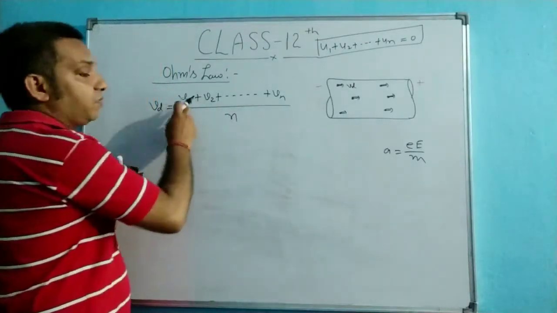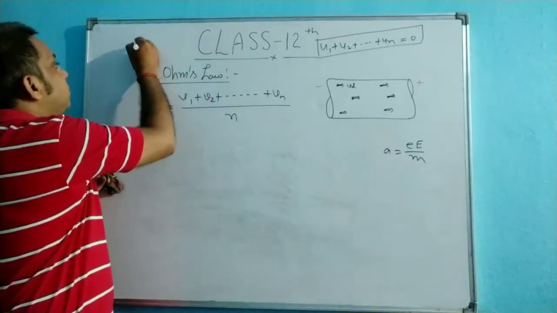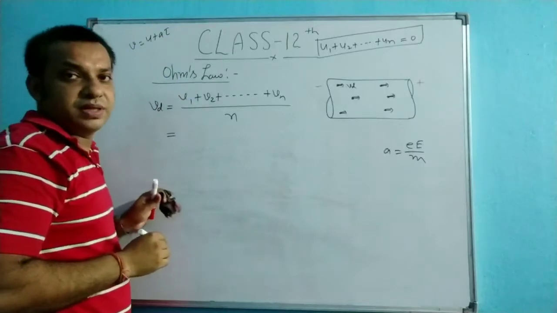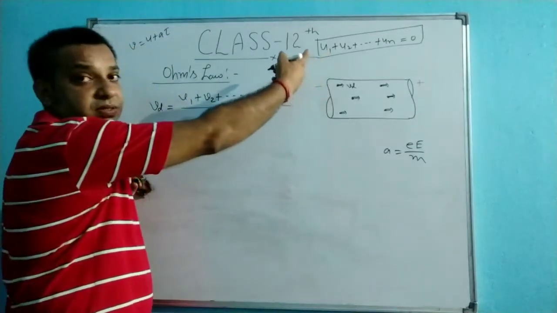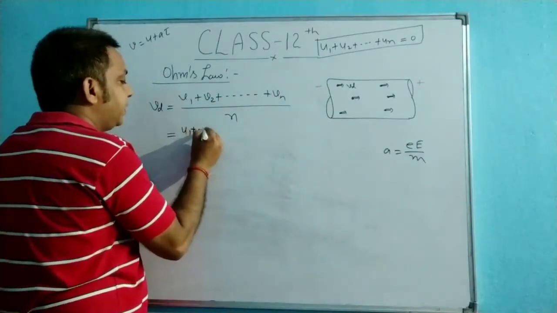Now just put the value of V1. What will you get for V1? We have the motion equation: v is equal to u plus at. Right? Simple, v is equal to u plus at. So V1 is equal to how much? The initial velocity of the first electron we are considering is u1, so u1 plus a tau 1.